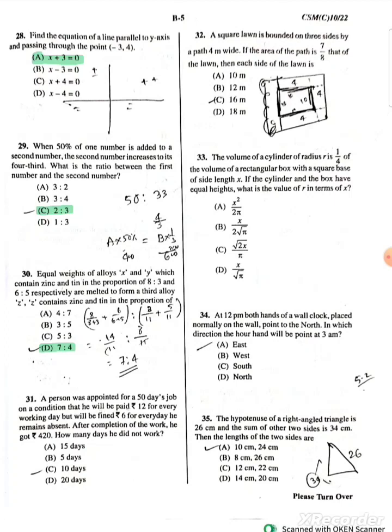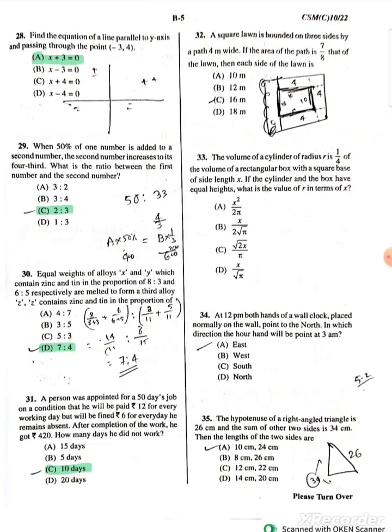A person was appointed for a 50 days job on a condition that he will be paid rupees 12 for every working day, but he will be fined rupees 6 for every day he remains absent. After completion of the work, he got rupees 420. How many days did he not work? C, 10 days.